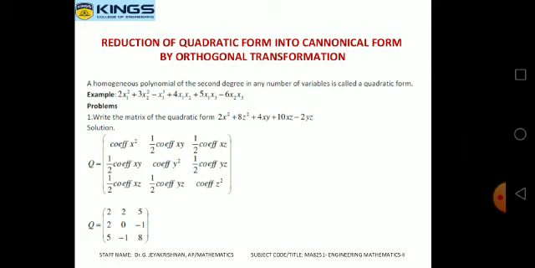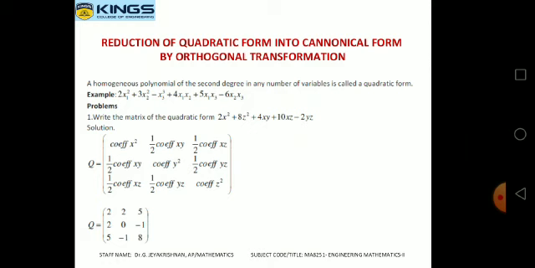First problem: write the matrix of the quadratic form 2x square plus 8z square plus 4xy plus 10xz minus 2yz. How to write the matrix from the quadratic form? There is a given formula for converting the quadratic form into the matrix. Q is equal to, the given quadratic form contains three variables x, y, z. The first row contains x, y, z and the first column is x, y, z.